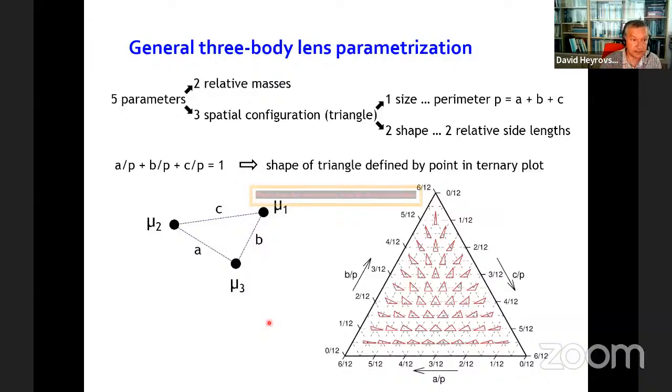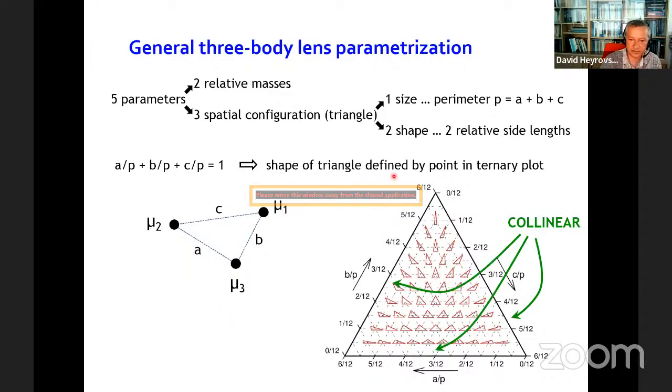So a point in this gives you the shape, and to get the size, you have the perimeter. To plot this, we use this ternary plot as a base of the triangle, and we erect above it the vertical coordinate, which will be the perimeter. So in principle, you will get a prism shape.